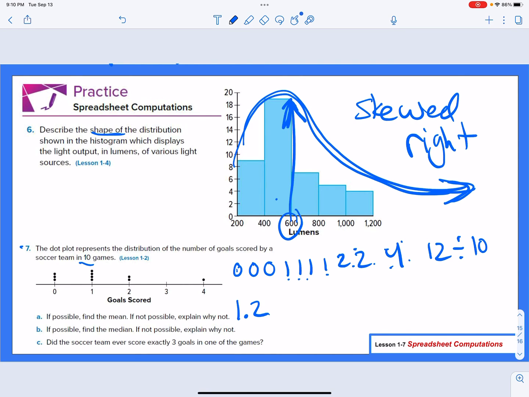If possible, find the median. Well, 10 games, we're going to go for 5. 1, 2, 3, 4, 5. And draw a line right there, separate. 1, 2, 3, 4, 5. So the median is going to be 1. No problem there. Okay. Did the soccer team ever score exactly 3 goals? Well, we look at 3, and what do we see? Nothing. So we would say, no, it did not.